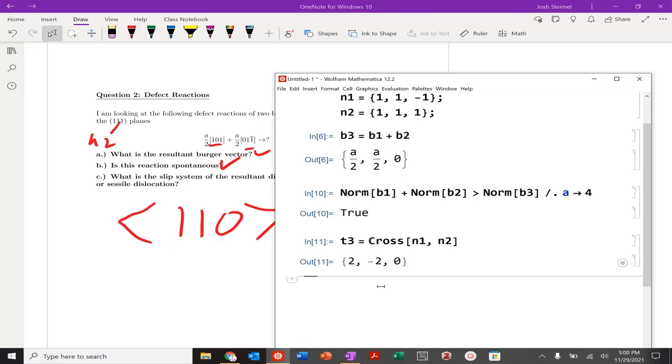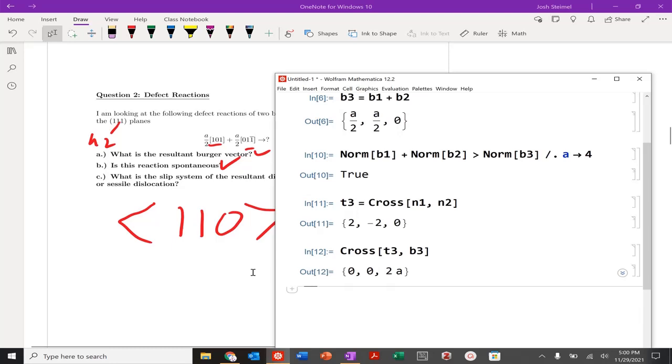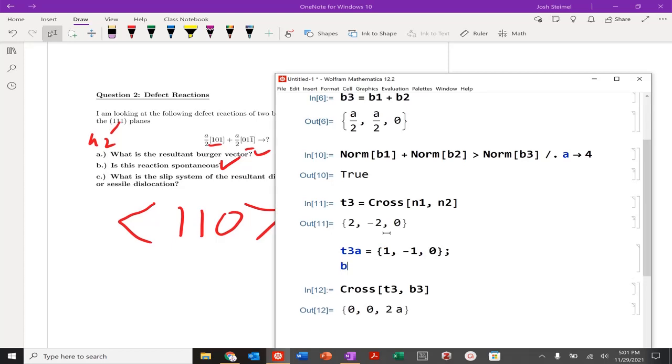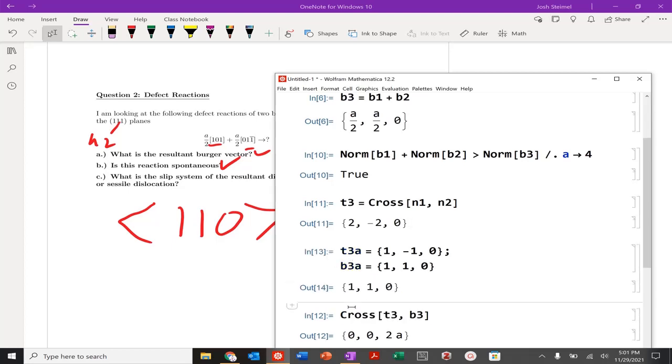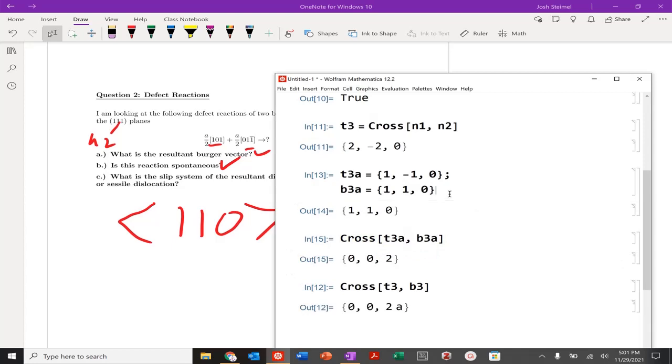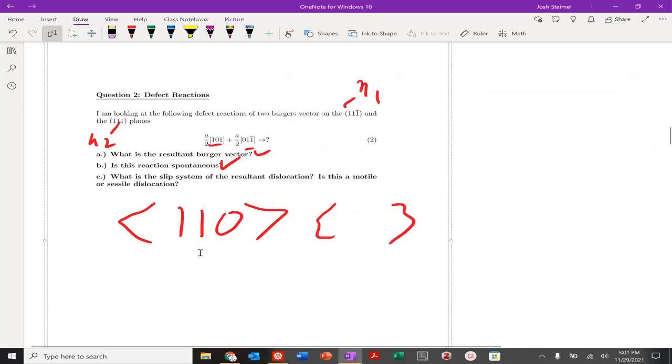So now I can do basically 1, 1, minus 0. Now I can cross T3 with B3. You could even say T3a is 1, minus 1, 0, and you could say that B3 is, if you just want to factor out, 1, 1, 0. Call it B3a. So we could cross T3a with B3a, and basically get the same thing. So our plane is the 1, 0, 0 plane.